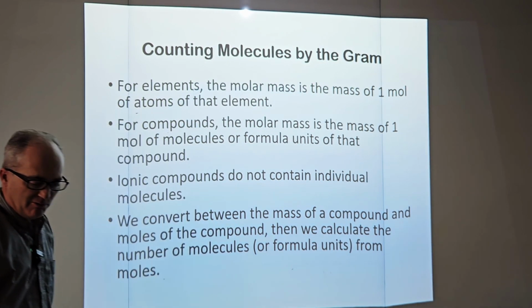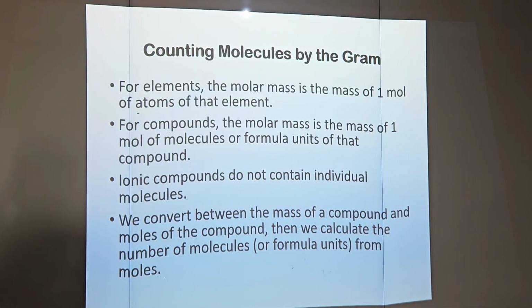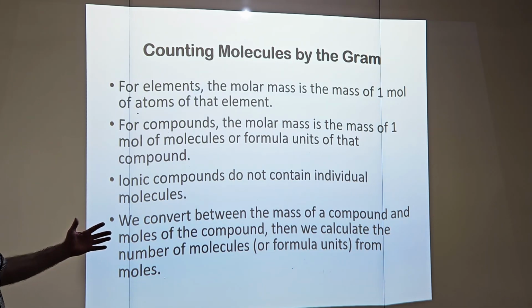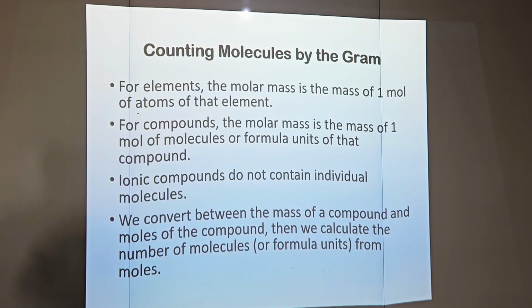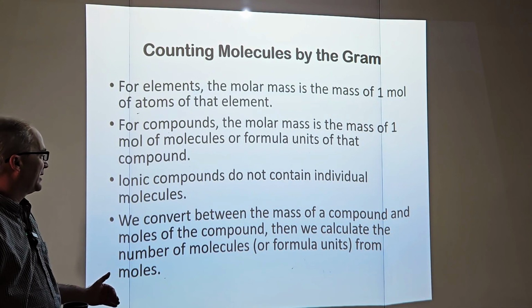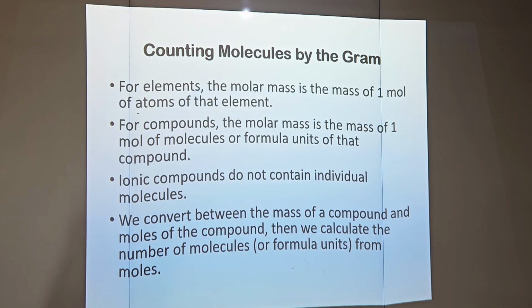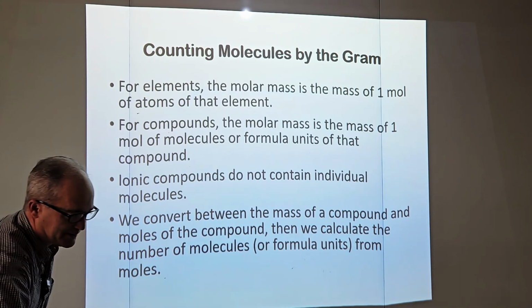The mole, it's like the word dozen. It can change depending on whatever we're talking about. For elements, the molar mass is the mass of 1 mole of atoms of that element. For compounds, the molar mass is the mass of 1 mole of molecules or formula units of that compound. And that's how we're going to convert from mass to moles.